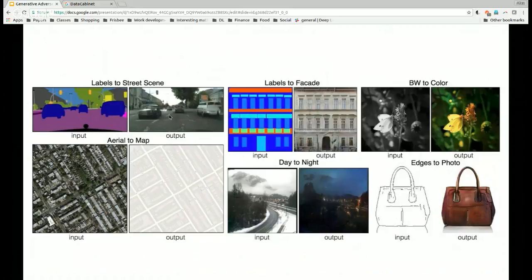So you're turning something very simple, like the building on the right, or this black and white photo, and you can do things like add color to it. Or on the bottom right you have a handbag, just a sort of hand drawn picture of a handbag, but you can actually change that into an actual detailed picture of a purse or a handbag.